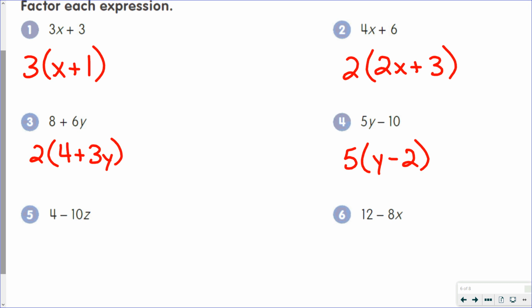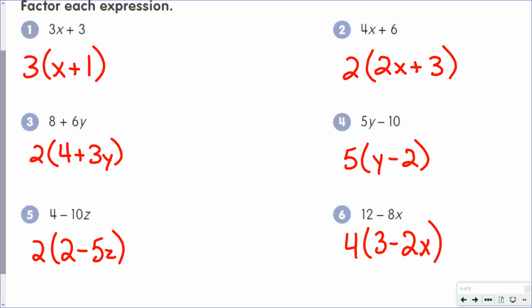4 minus 10z, the highest number I can divide those by is 2. 4 divided by 2 is 2, minus 10z divided by 2 is 5z. And finally, 12 minus 8x, the highest number I can divide those by is 4. 12 divided by 4 is 3. 8x divided by 4 is 2x.